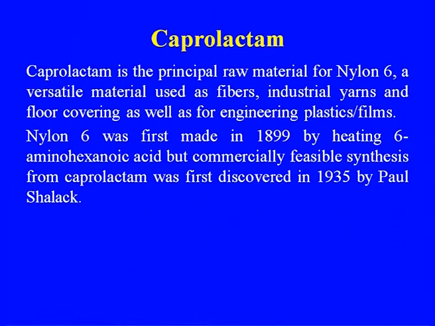Now let us come to caprolactam. Caprolactam is the principal raw material for nylon 6, which I told you is a versatile material used as fiber, industrial yarns, and flooring covering, as well as engineering plastic, because the vinyl flooring also uses this nylon. Nylon 6 was first made in 1899 by heating 6-aminohexanoic acid, but a commercially feasible synthesis for caprolactam was first discovered in 1935 by Paul Schlack.